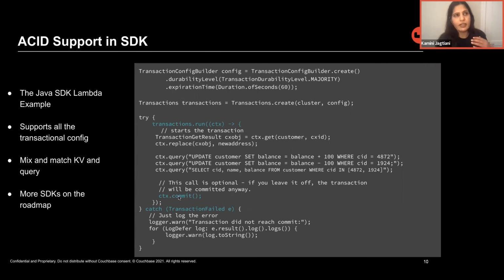You could have a KV transaction statement followed by a N1QL transaction. You could have a N1QL transaction statement followed by a KV. Mix and match KV and N1QL. It should all work. It's all been well tested, and like I said, it's currently supported by the Java SDK. .NET should be coming out soon, and there are more SDKs on the roadmap.